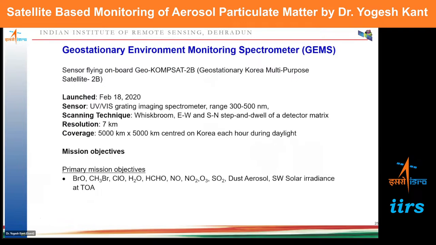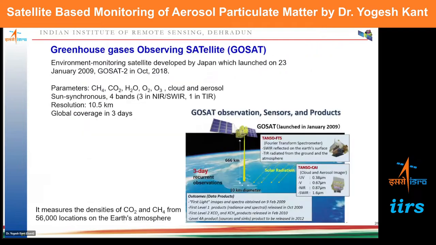There are some sensors on board geostationary satellites. One of them is the Korean satellite COMS, and it covers Southeast Asia and South Asia. Apart from aerosols, it also measures many other gas compositions, which is helpful in understanding the totality of the air pollution. GOSAT, the Greenhouse gas Observing Satellite, is a Japanese satellite. It is a sun synchronous satellite, and it measures not only the aerosol but also different gases.